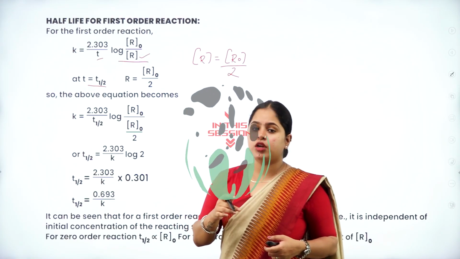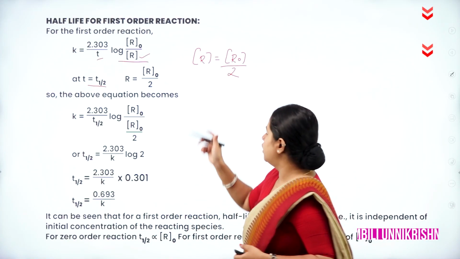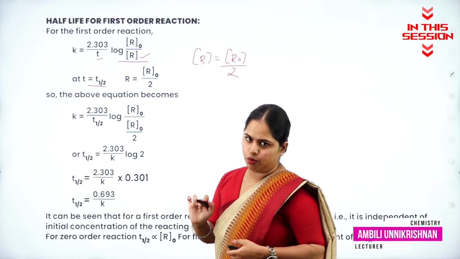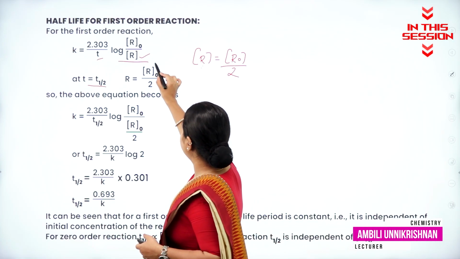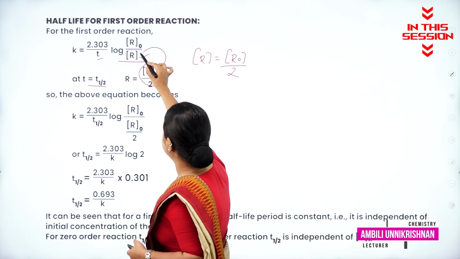Half-life is the time required to make the initial concentration half. So now what will be the R? It will be R0 by 2, right? So now what we are going to do, this R0 by 2, we are going to substitute in place of this R.